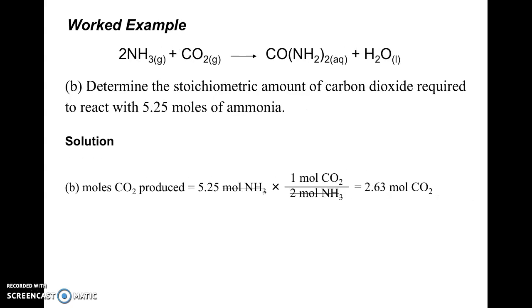The second question was to determine the stoichiometric amount of CO2 that you would need to react with all of the 5.25 moles of ammonia. And so you take your moles of ammonia, and in this case, it only takes 1 mole of CO2 for every 2 moles of ammonia. And so it requires 2.63 moles of CO2. So we have looked at how much urea we can produce, and we've looked at how much CO2 is required for that reaction.